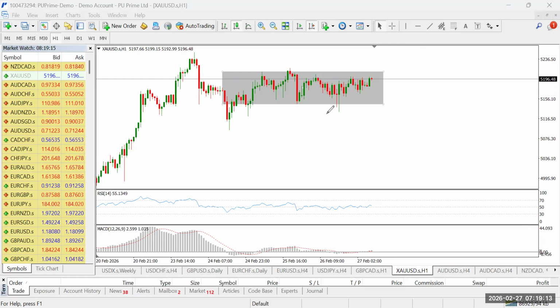You can see that price didn't breach that range I drew yesterday, just at the support, it touched the support and bounced back. But if in the course of today we see a breakout, a retest, a continuation, yes, we can take a buy on gold. So I'm bullish on gold today.